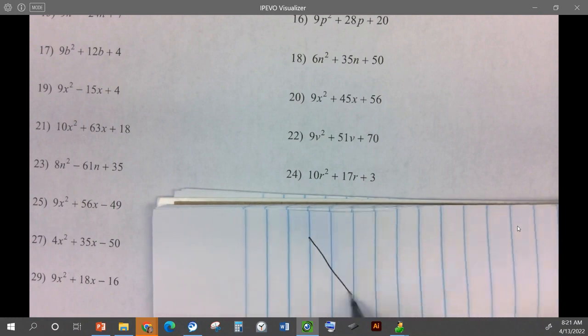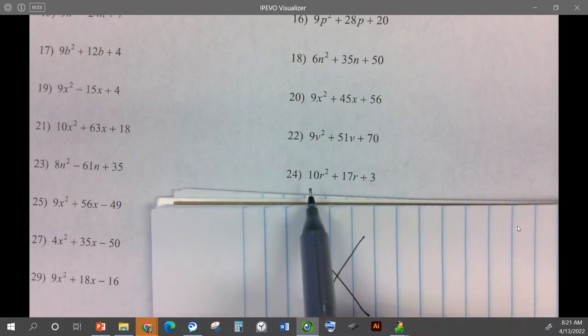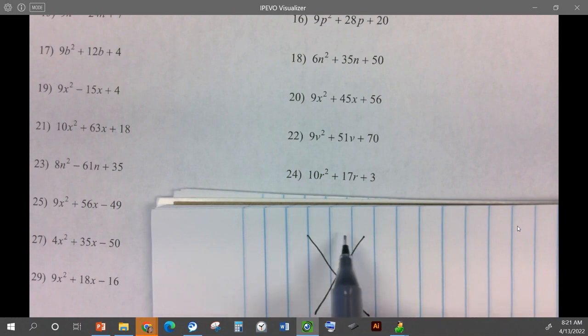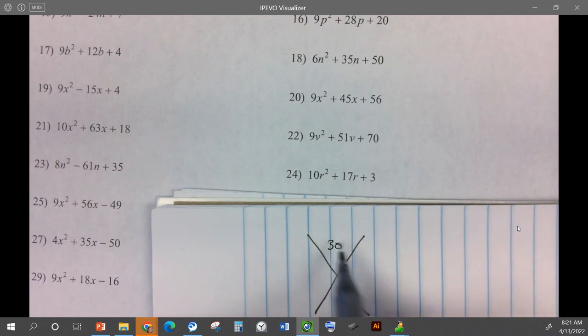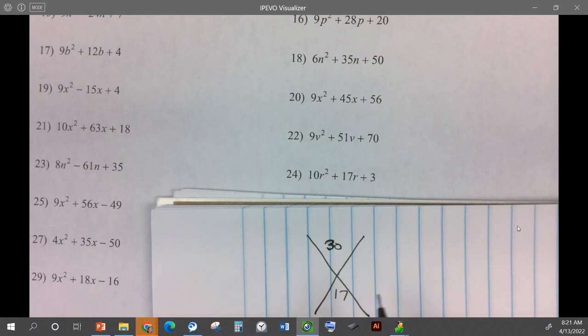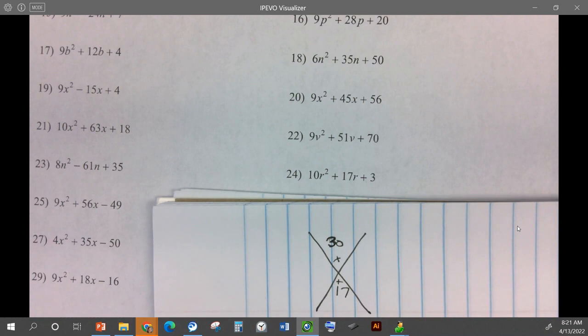So here, A is not 1. A is 10. So what needs to go in the top of this X? 30. Good. So 10 times 3 is 30. Perfect. And then what needs to go on the bottom? 17. Good. So we need to think of factors of 30. They multiply to give us 30, and they add to give us 17. You're good at this. 15 and 2. Are you good at multiplication? Good.